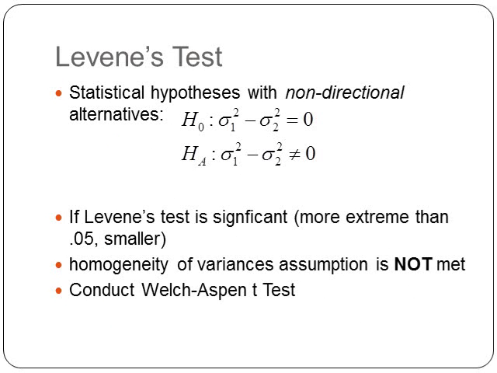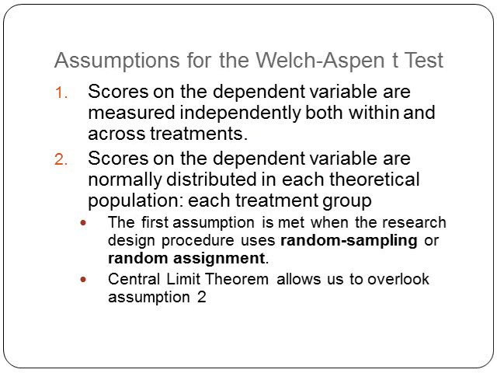The statistical hypothesis that we will use here is for the null that variance 1 minus variance 2 is equal to 0, and the alternative says that they are different. If Levene's test is significant, more extreme than the 0.05 level, then the homogeneity of variance assumption is not met. So we would have to use the Welch-Aspin test, or equal variance not assumed, in our outcome for an SPSS or SAS output. The assumptions for the Welch-Aspin test are very similar, but now we don't have to assume equality of homogeneity of variance.